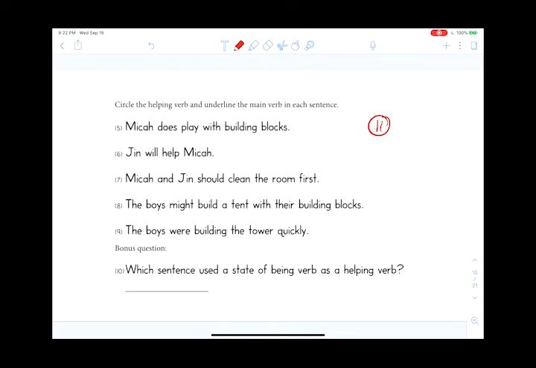Great. Circle the helping verb and underline the main verb in each sentence. Does play. Will help. Should clean. Might build. And were building. The helping verbs are circled and the main verb is underlined.